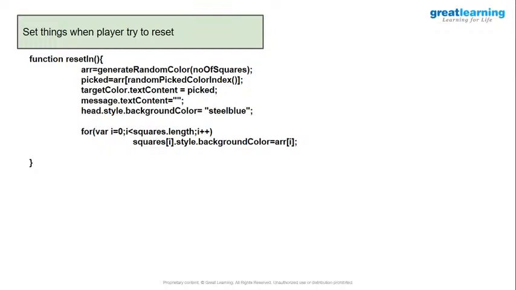Okay, now the reset function. I'm generating again new numbers. I'm picking one of them and storing it in picked, with the help of random picked index. Then the message content, I am just removing whatever the message was there. We saw earlier we don't have any message, so the message content is empty. I am changing the background color again to steel blue, that is blue color, because at the starting when I refresh the game, the header will be blue. And then I'm just setting the colors for all the squares. That's it.